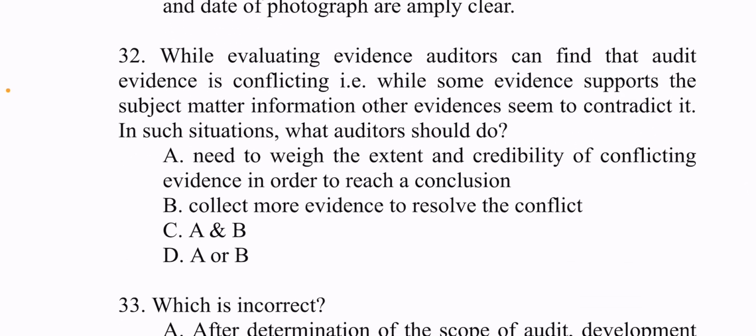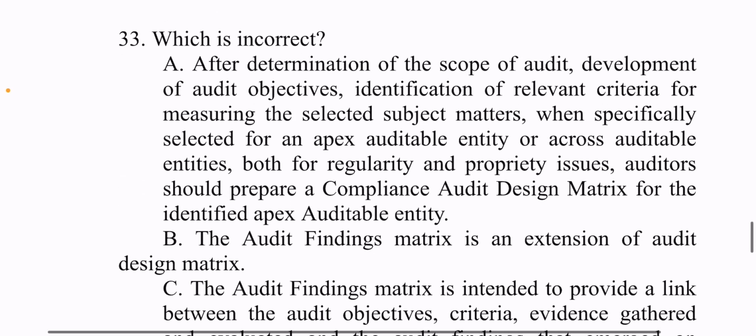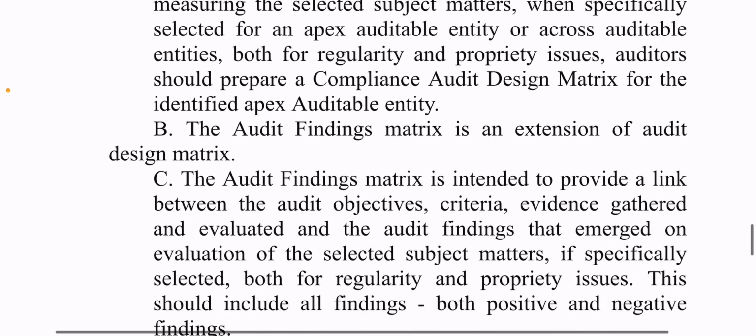While evaluating evidence, auditors can find the audit evidence in conflicting. While some evidence supports the subject matter information, other evidence seems to contradict it. In such situation, what auditors should do? Answer D. A or B. A. Need to weigh the extent and credibility of conflicting evidence in order to reach a conclusion. B. Collect more evidence to resolve the conflict. Which is incorrect? Answer D.